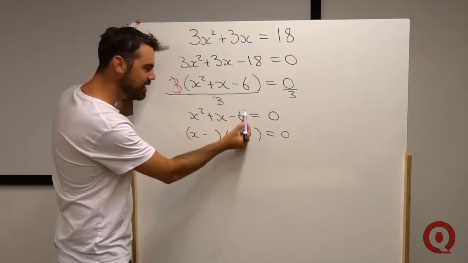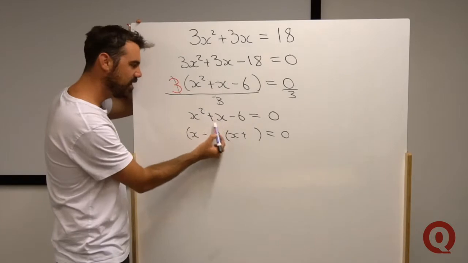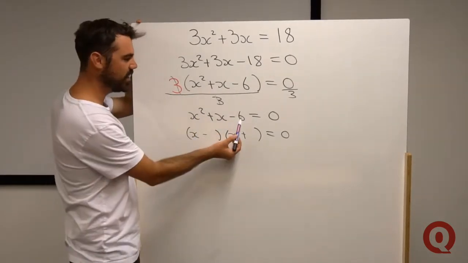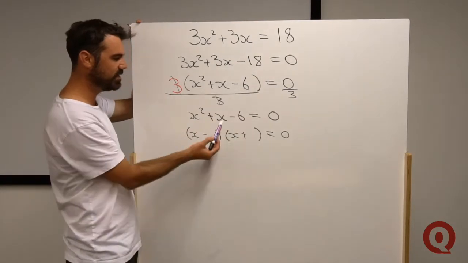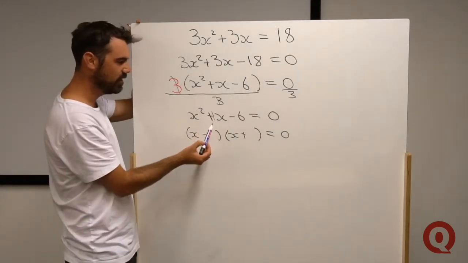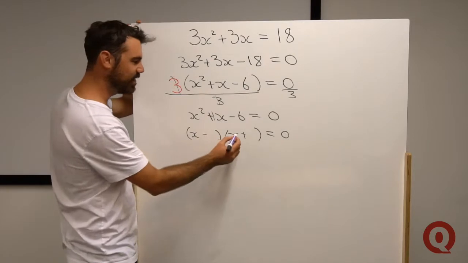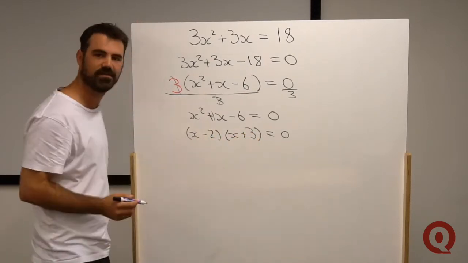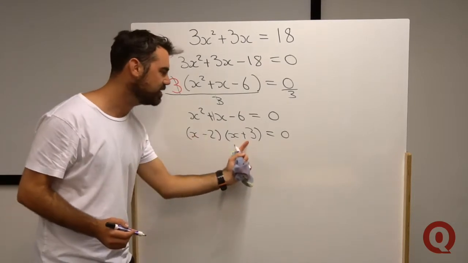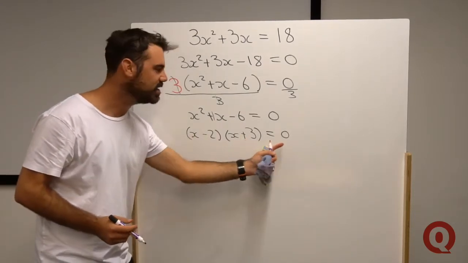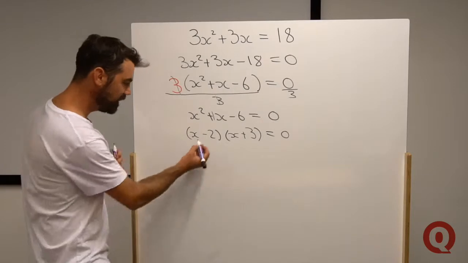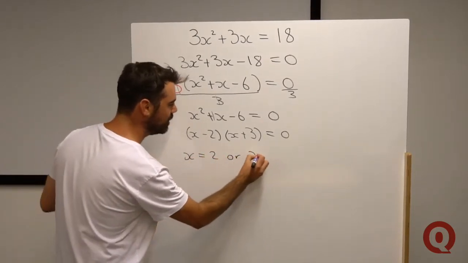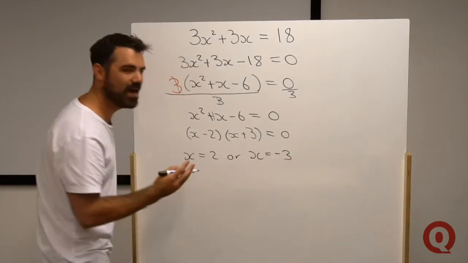Now, if my c is negative and my b is positive, it means the bigger number we use has to be positive. So what's the way to make 6? I'm going to use 2 and 3, because that's the only way I'm going to get this 1 over here, the difference of 1. So that means that my 3 needs to be positive, because my b is positive. So it's going to be x minus 2, x plus 3 is equal to 0. Now each of these brackets needs to be equal to 0. So I say that x is going to be equal to 2, or x is equal to negative 3. And that makes sense.